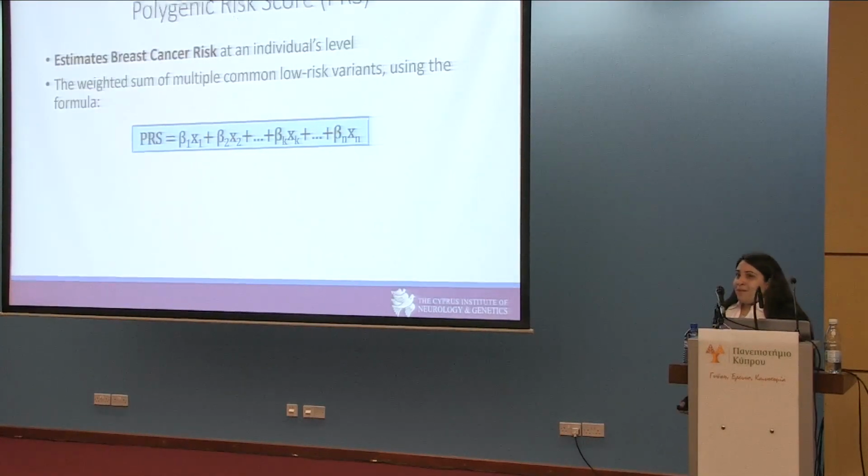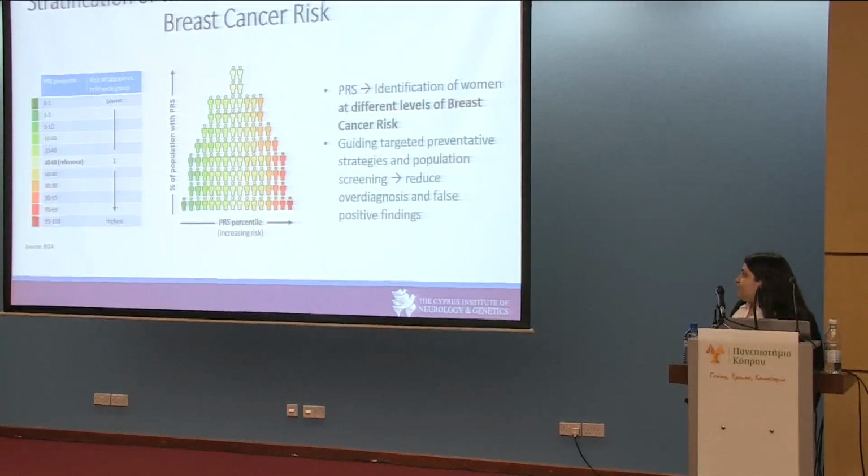However, their combined effect as a polygenic risk score, the PRS, can be used to estimate the breast cancer risk at an individual's level. So the PRS is the weighted sum of multiple common low-risk variants and can be calculated using this equation in each woman. So here, if we plot the polygenic risk score in the population, we will see that PRS can stratify women based on their personal breast cancer risk.